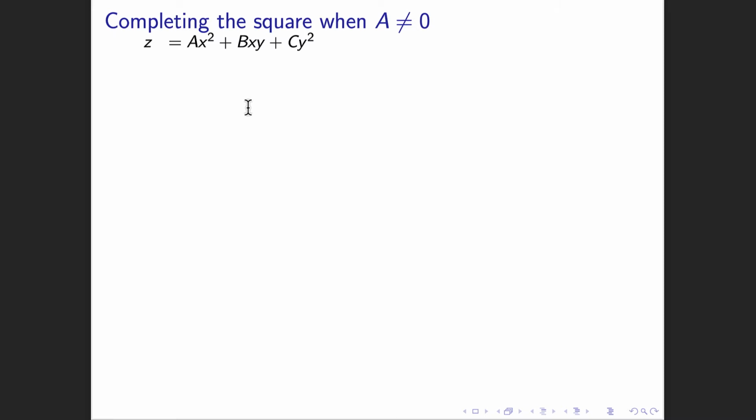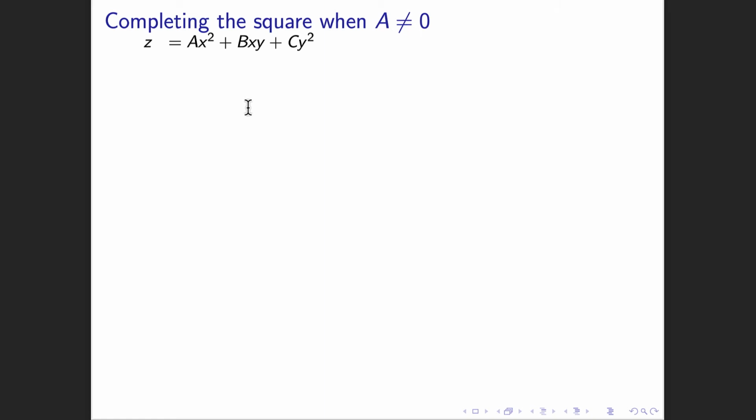In this case, Z equal to ax squared plus bxy plus cy squared, there are certain polynomial functions that we studied in this course, like paraboloids, hyperboloids, cylinders, and so on.